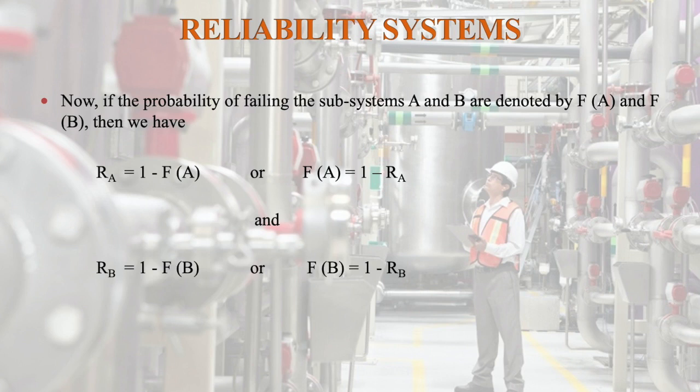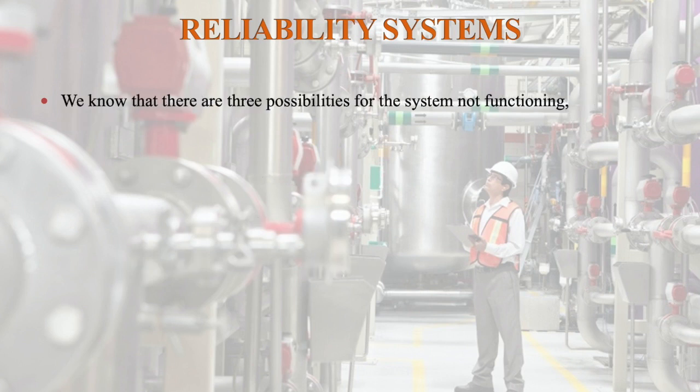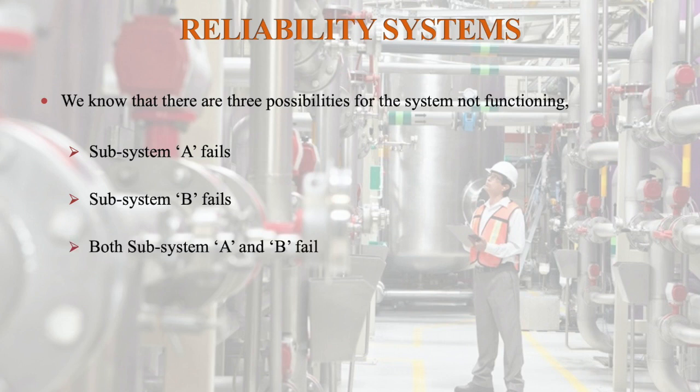We know that there are three possibilities for the system not functioning. So when the system is not functioning, it means subsystem A fails, or subsystem B fails, or both subsystems A and B fail. Then only the reliability will be down and the system may not work.